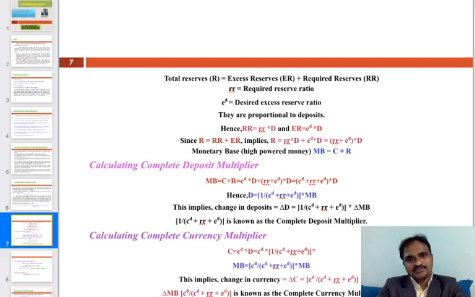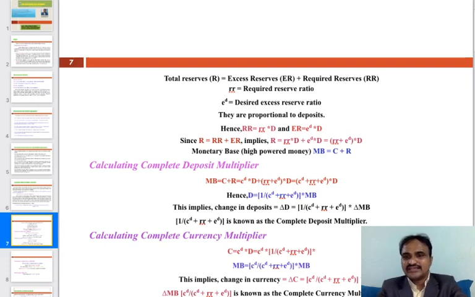The process is: MB is equal to C plus R. Monetary base is equal to C, what? CD multiplied by D, plus R, and R is equal to rr plus ed multiplied by D. So, you can simplify this equation into (CD plus rr plus ed) multiplied by D, which we can denote as C plus R. Hence, D is equal to, what is the multiplier? The deposit multiplier is equal to 1 upon (CD plus rr plus ed) multiplied by MB.